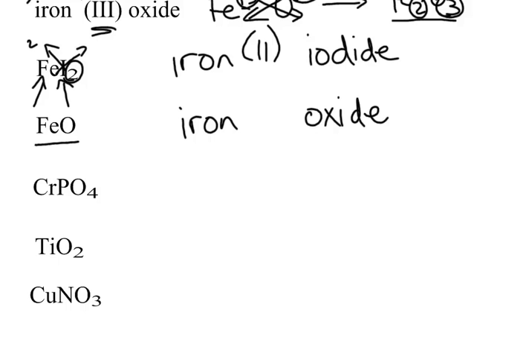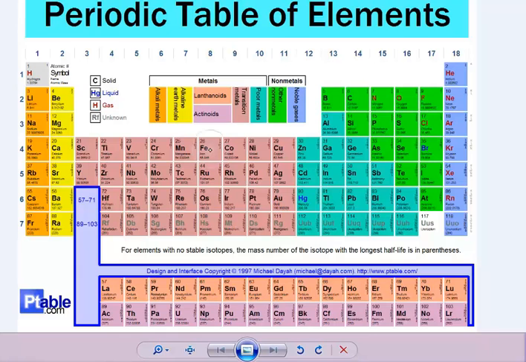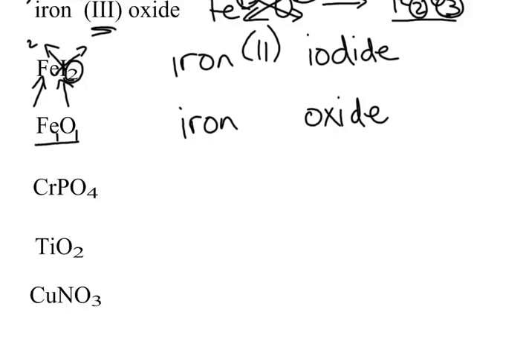Now when you look at iron, when you look at this formula, you'll notice that because there's no numbers there, it's assumed there's a 1. Well, when you look at the periodic table, iron doesn't have a combining capacity of +1. It has a +2 or a +3. So what exactly has happened here?